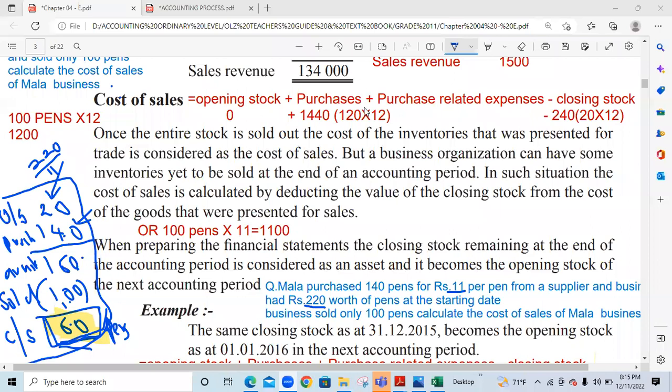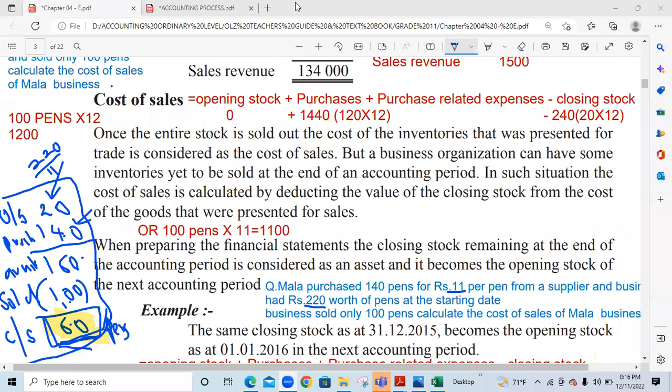What is closing stock? Stocks not yet sold at the end of the period is what you call closing stock. Out of all that you purchase, there are certain stocks, inventories, goods, all the same meaning, which are not yet sold. We call them closing stock.